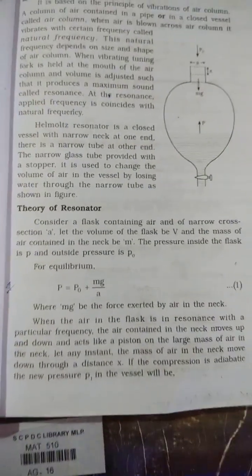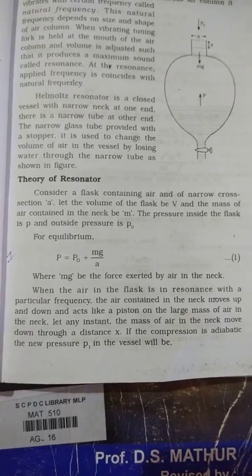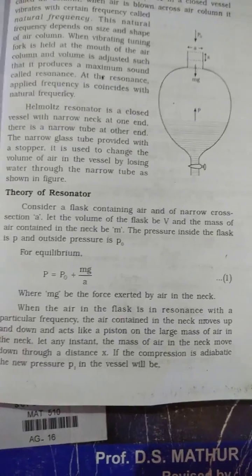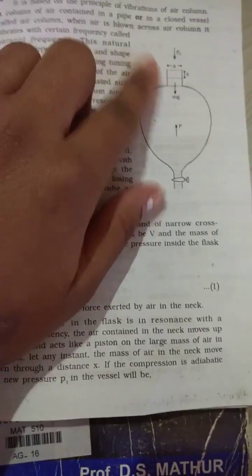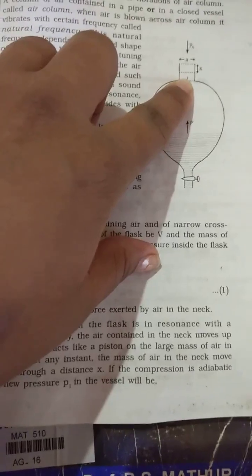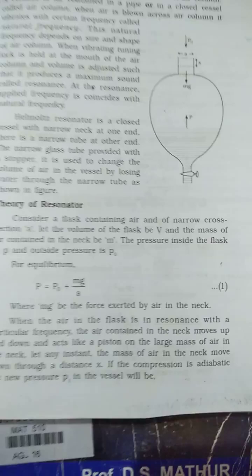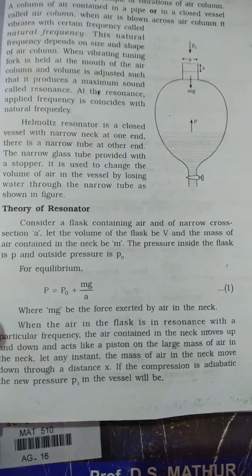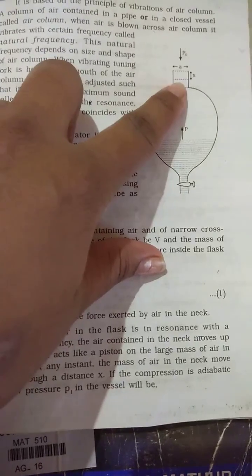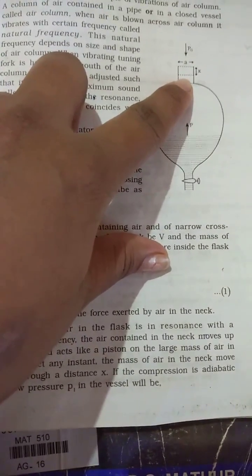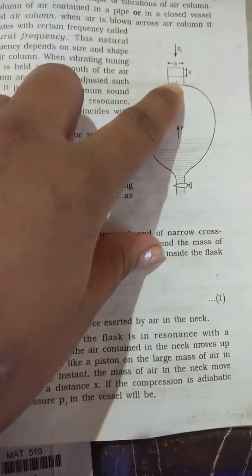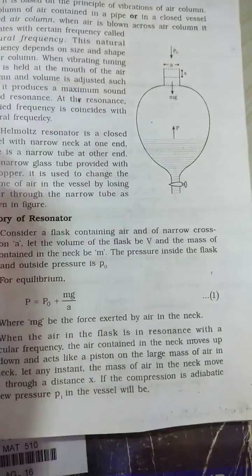When the air in the flask is in resonance with a particular frequency, the air contained in the neck moves up and down. When certain air enters this column, it starts to vibrate up and down. It acts like a piston. So at any instant, meaning at a certain time, the mass of air in the neck moves up and down. Suppose here I consider it moves downward. The distance will be x.